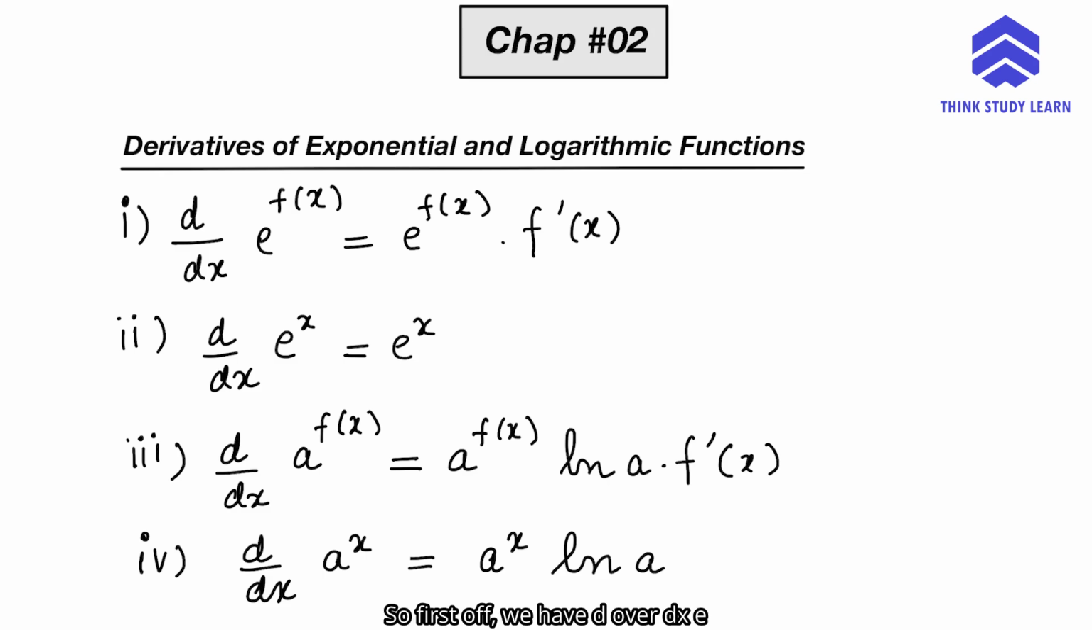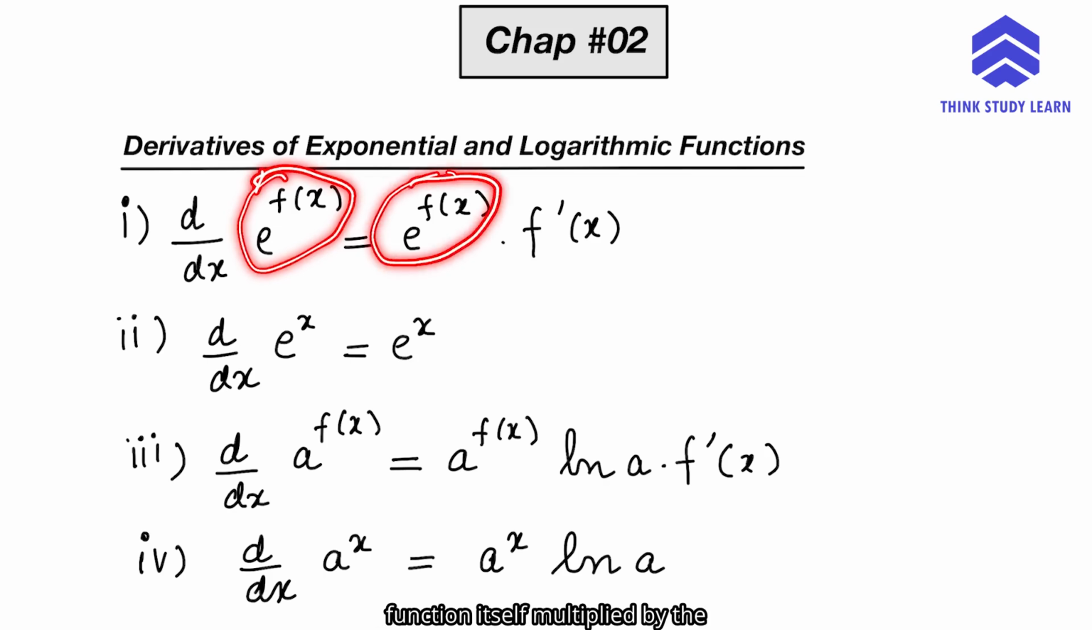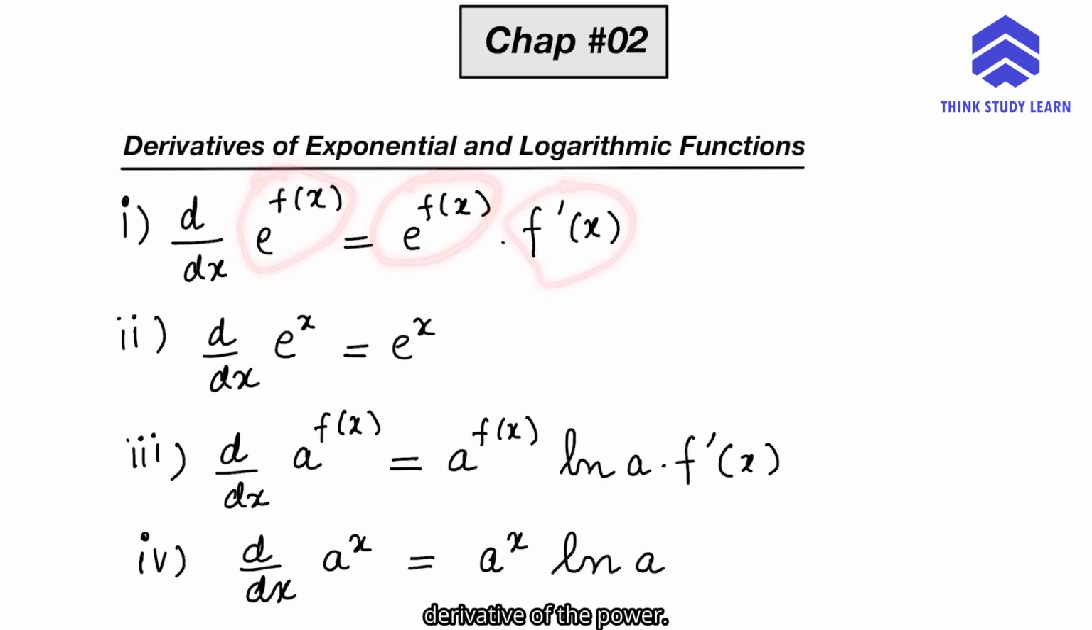So first off, we have d over dx e raised to power f of x is equal to e raised to power f of x multiplied by f derivative x. This means that whenever we are asked to find the derivative of an exponential function, it would be equal to the exponential function itself multiplied by the derivative of the power.